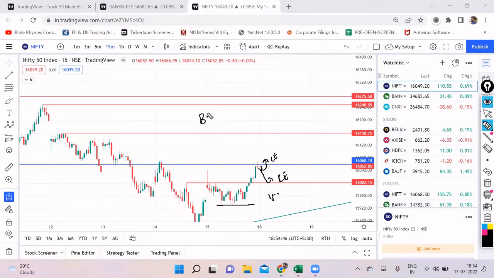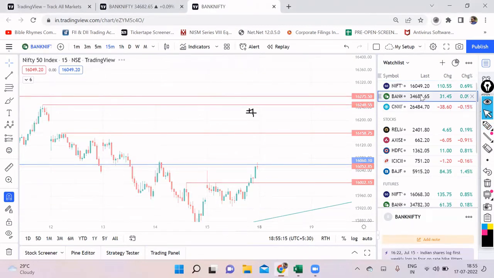So below 15,940, we can expect a strong downfall until 15,800 in Nifty. Until then, we are not buying put anywhere. The only place where we are buying put is in case of a huge gap up, and that too when we see an immediate break of the first candle, then we enter on the put side. Now let's quickly check out Bank Nifty.